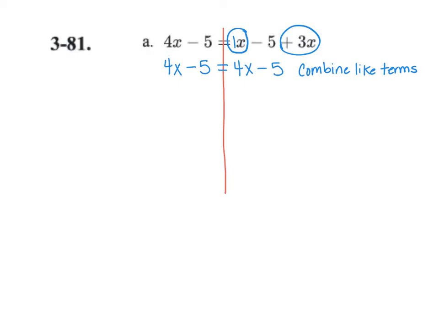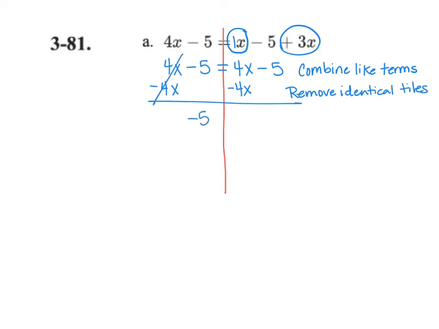Now, when I look at this, I would remove identical tiles. So I have 4x's on the left and 4x's on the right. So I would remove 4x tiles from both sides. And now when I remove those, I see that I have 5 negative tiles on the left and 5 negative tiles on the right. I could also remove those and be left with 0 equals 0.